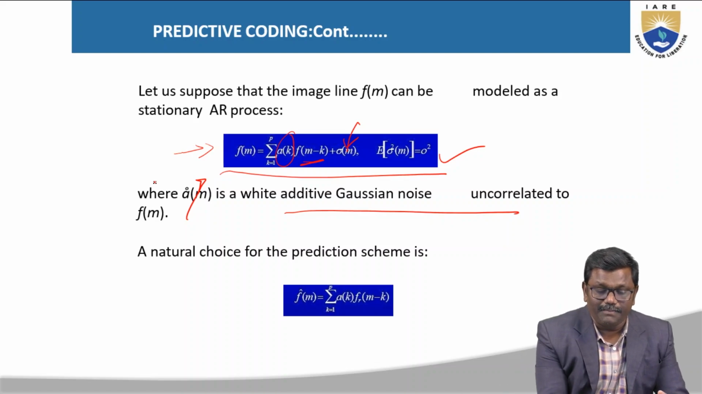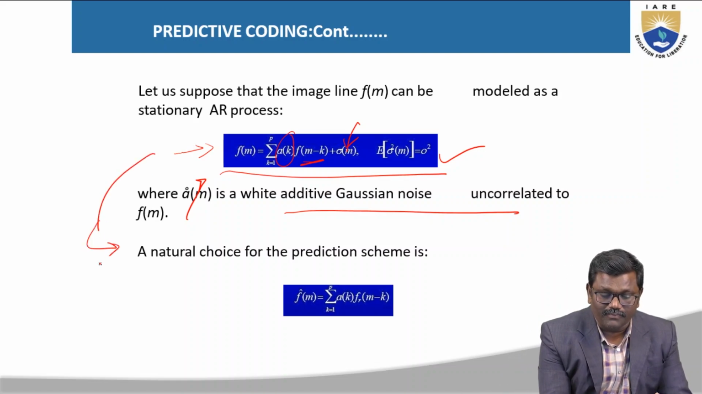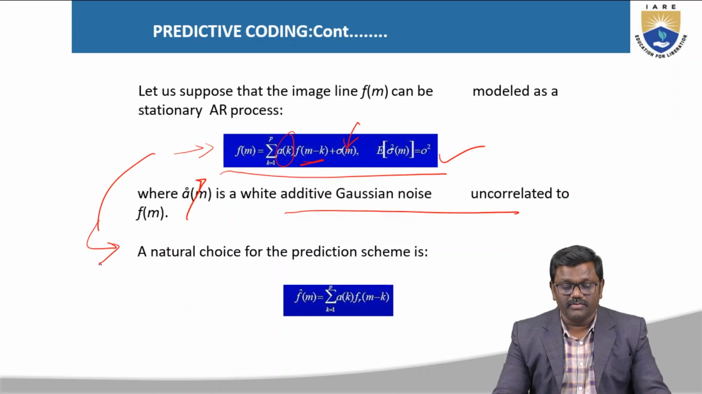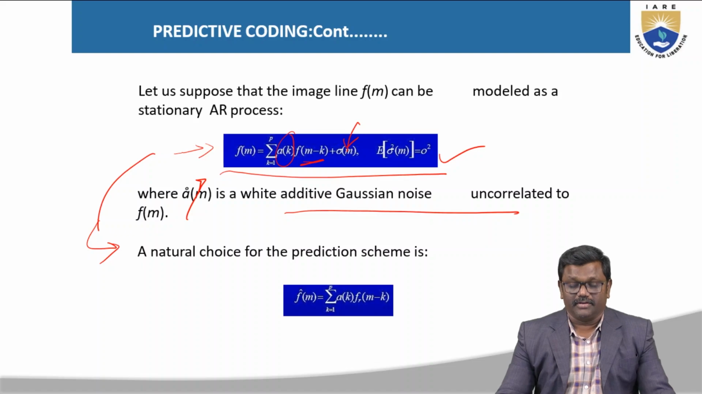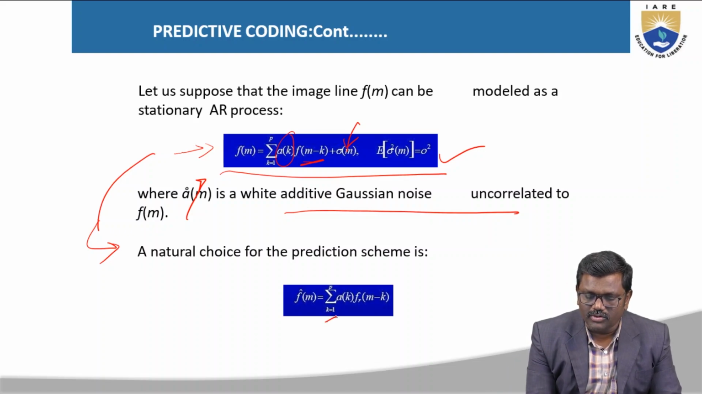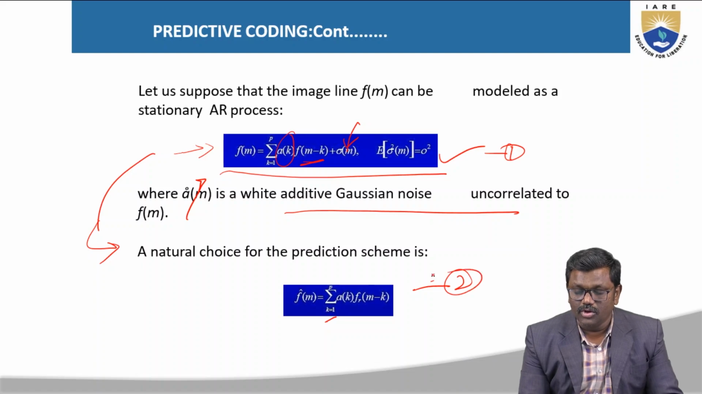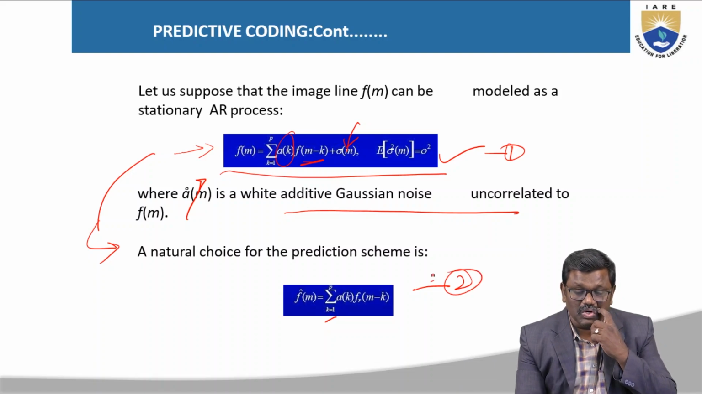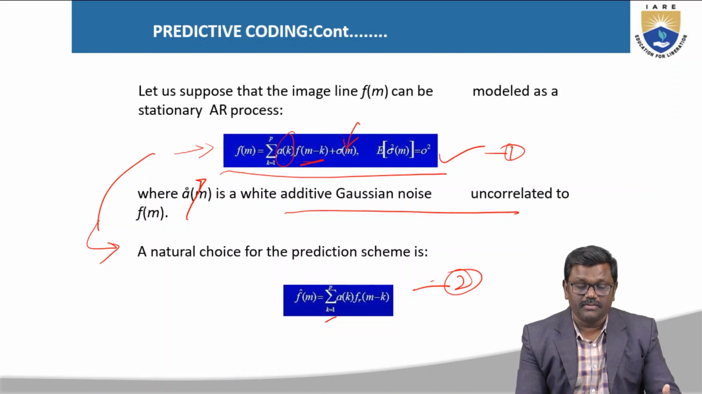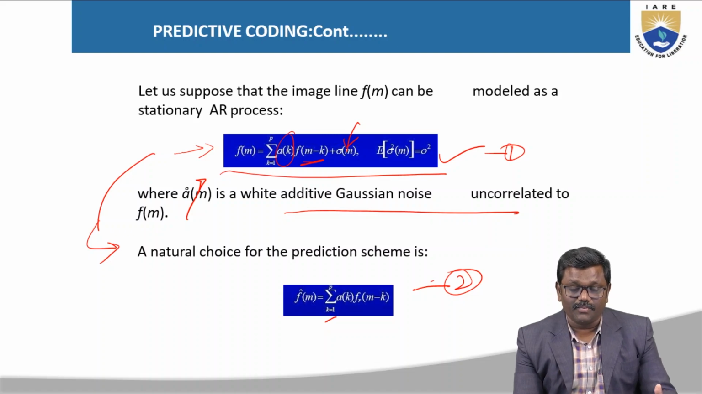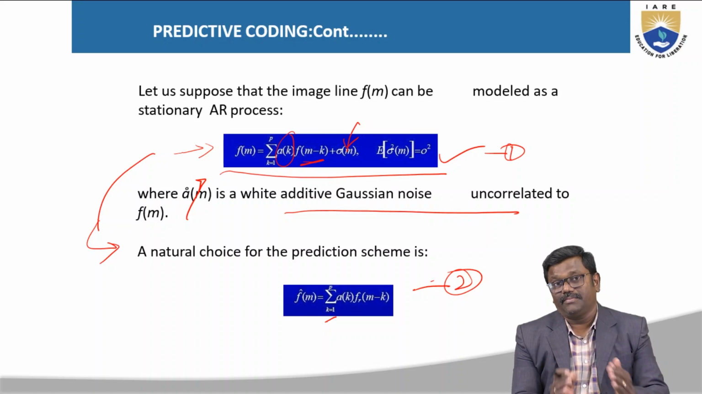A natural choice for the prediction scheme is f hat of m equals sigma k equal to 1 to n of alpha of k times f r of m minus k. So this is equation 1 and this is equation 2. Both equations help us understand how this image line can be processed using the particular model.